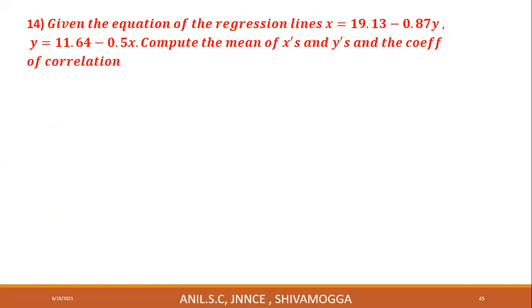Given the equation of the regression lines, x is equal to 19.13 minus 0.87y and y is equal to 11.64 minus 0.5x. Compute the mean values of x and y, that means x bar and y bar, and the coefficient of correlation. This is another simple problem.